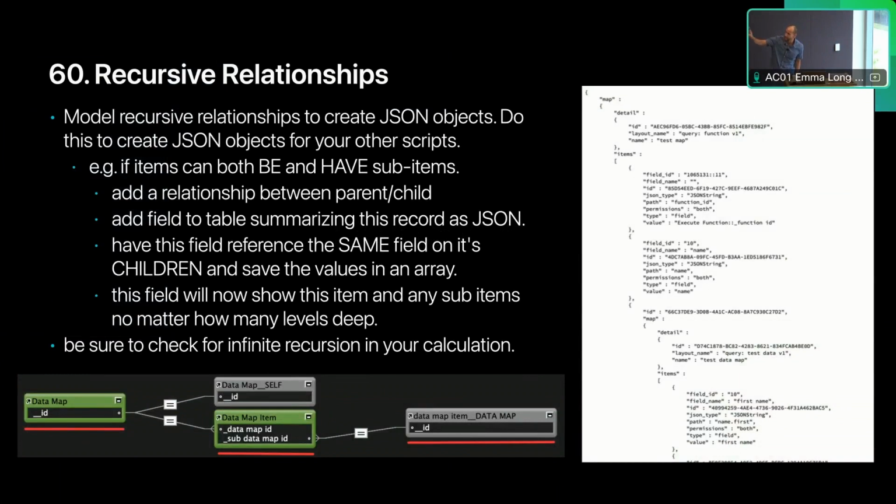You have child, or you have parent with the join, and then to the other parent. You can see those three relationships down there. And you can see in the JSON object on the right here, this is kind of what that looks like. So use this slide as a reference if you ever need to. You're trying to do this, you can follow these steps. So add a relationship between parent and child, add a field to summarize the data as JSON, and have that field reference the same field on the related child. Do that, and you have a recursive relationship. Please check for infinite recursion.